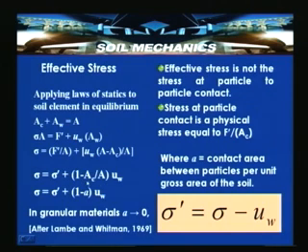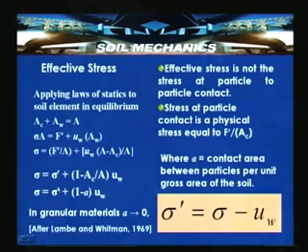If AC by A is written as small a, where small a is the contact area between particles per unit gross area of the soil, then this reduces to sigma equals sigma dash plus (1 minus small a) into UW.